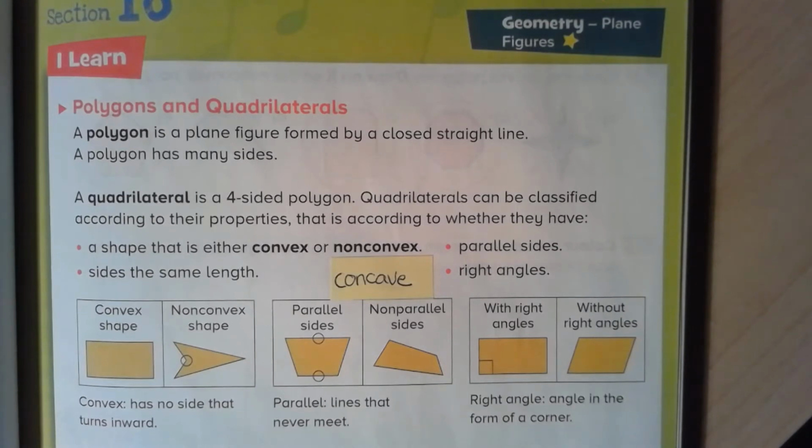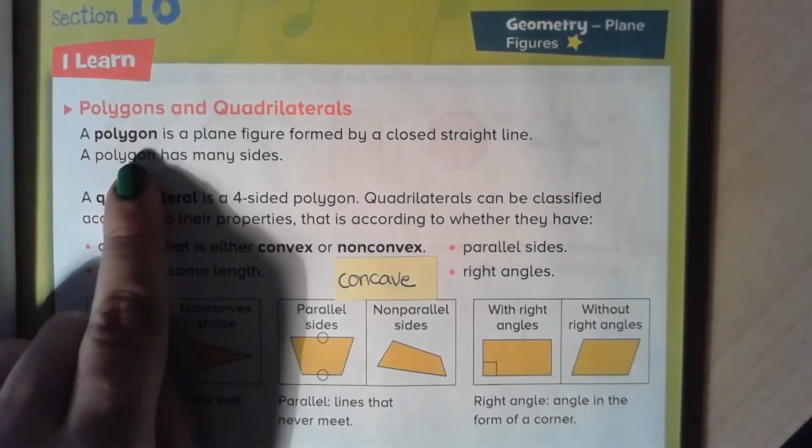Today we're going to be talking about polygons and quadrilaterals. So go ahead and turn your book to page 61. Great. So what's the first thing you should ask yourself? Well, you should ask yourself, what's a polygon and what's a quadrilateral?